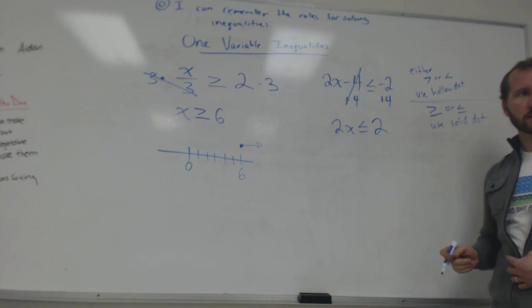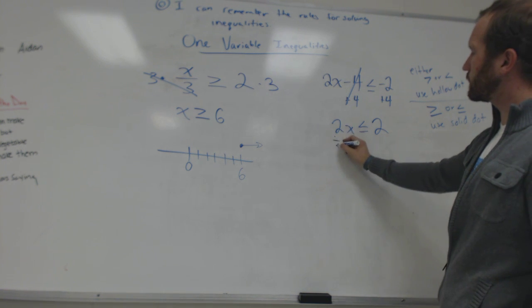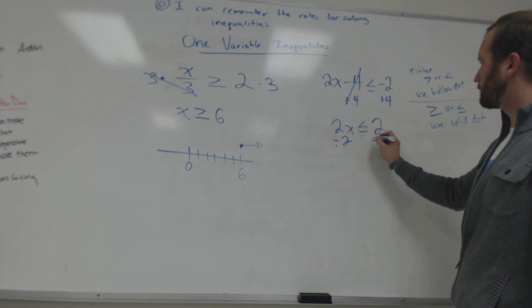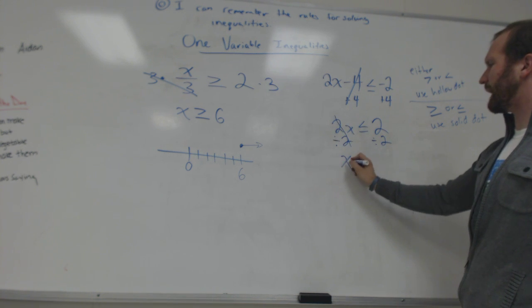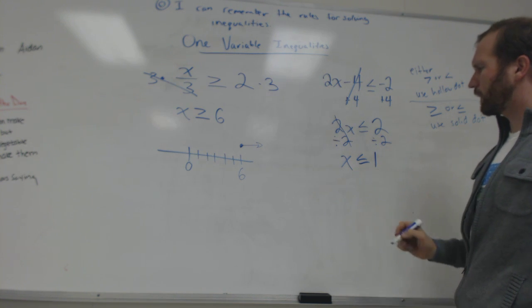And there's one more step to solve that. Divide by 2. 2x divided by 2 is x, less than or equal to 2 divided by 2 is 1.